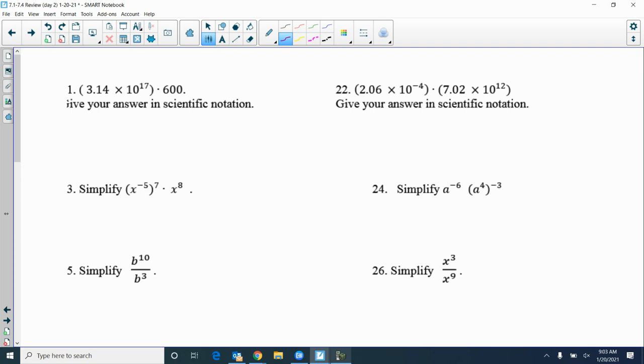What's 2.06 times 7.02, Connor? 14.4612. Yep. All right. I'll round that to 2 decimal places in a second, but I'm going to keep it for now. Times 10 to the negative 4 times 10 to the 12th.